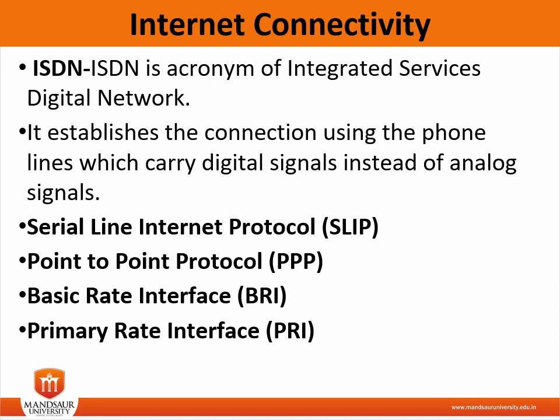This ISDN establishes the connection using the phone lines, which carries digital signals instead of analog signals. In this ISDN, there are two techniques for delivering the ISDN services. One is the basic rate interface and another one is the primary rate interface.